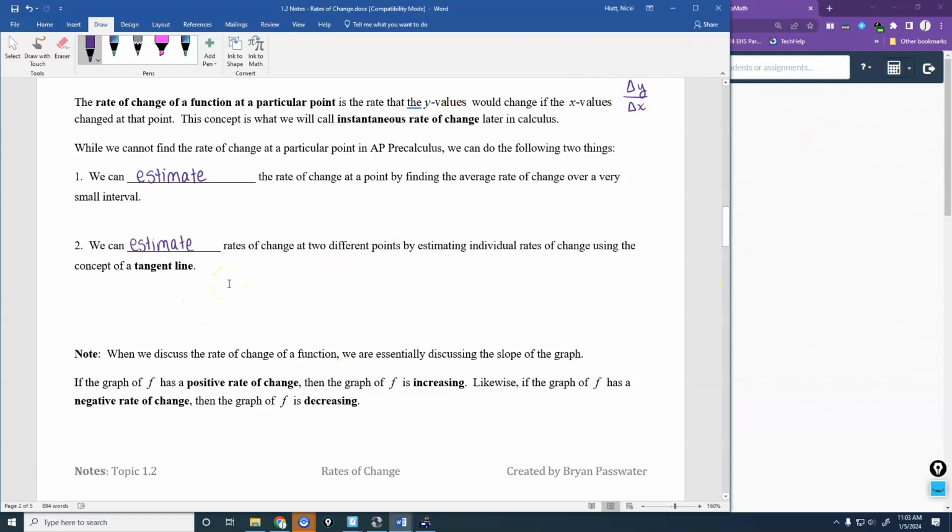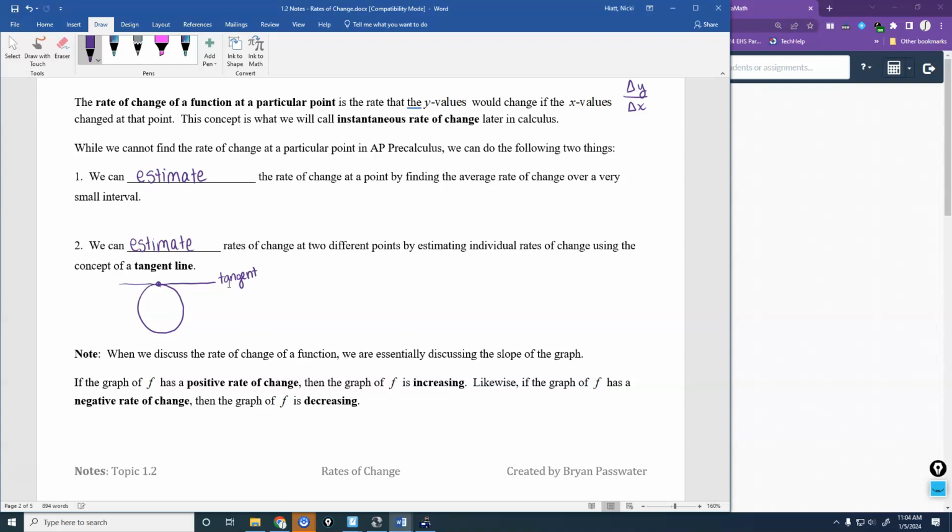But the idea of a tangent line is, you do talk about tangents a little bit in Math 3 when you do circles. Does anybody remember what a tangent was? It's been a while. Okay, a tangent is a line that touches a curve at just one point. So when we were talking about circles, the tangent line looked like this. It was a line that just touched that circle at one point right there. That is a tangent.